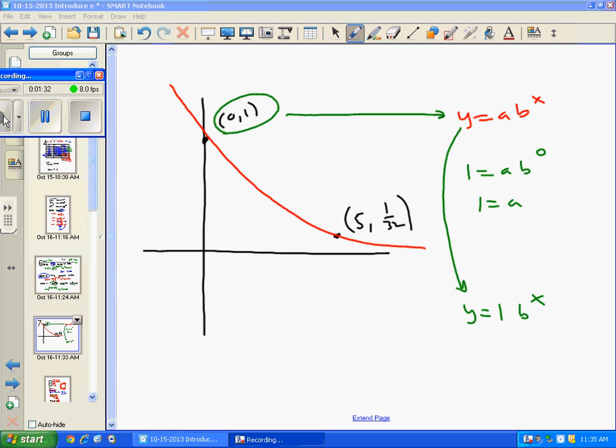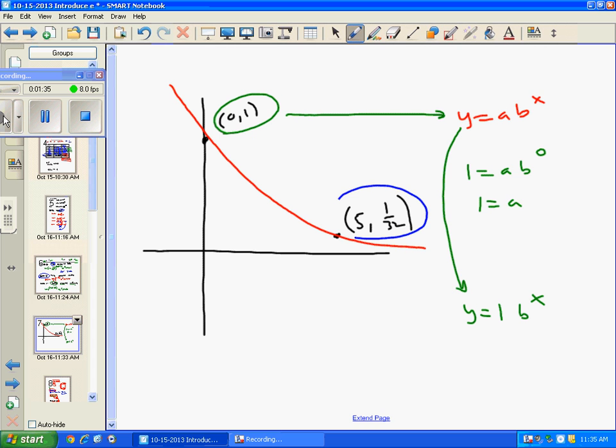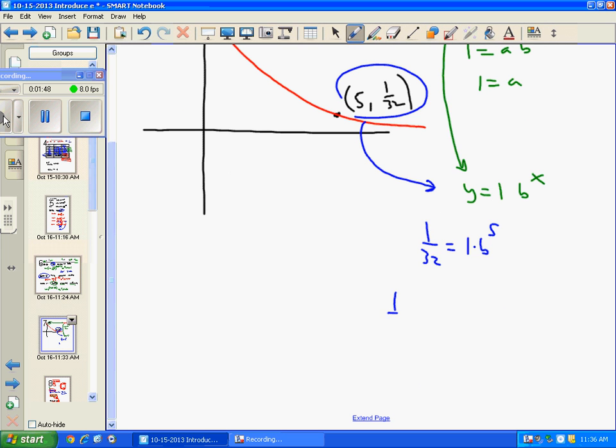So what can we do next? Well, we didn't use this point yet, so I'm going to plug that in now. We get 1/32 equals 1 times b to the 5th. And that's one equation with one variable, so we should be able to do that. Now how you solve this could vary. In this case, I might just look at it and say, oh, I know what b has to equal. b has to be a half, because a half times a half times a half 5 times would give you 1/32.